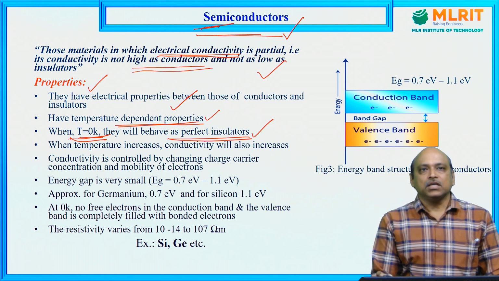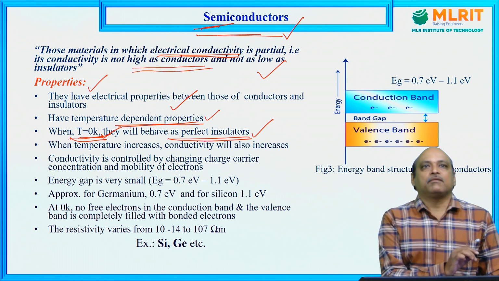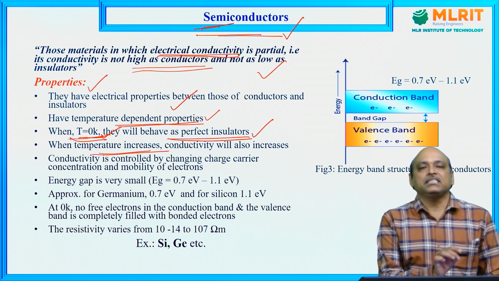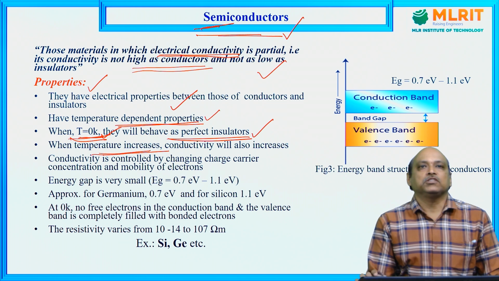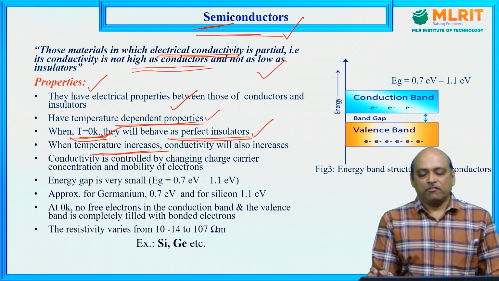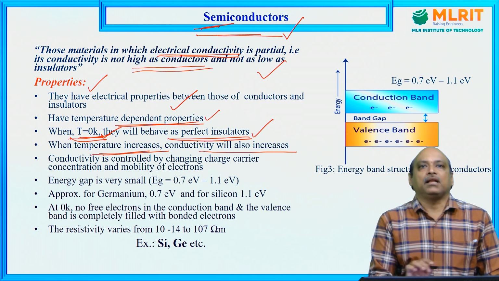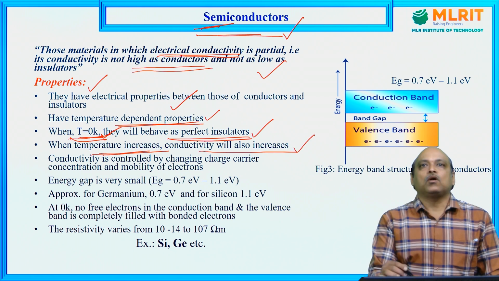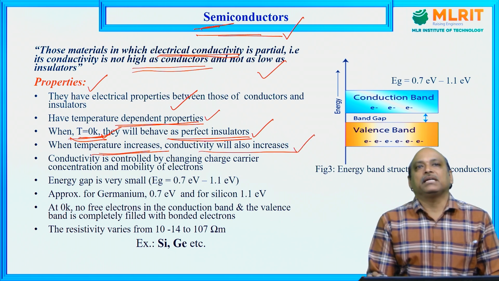Now, temperature is 0, they are behaving as insulators. When I increase the temperature of the materials, then what is going to happen? Covalent bonds are going to be broken. Due to that, free electrons are going to be available in the conduction band. The result of that is conductivity also goes on increasing as the temperature increases. So that is a very important thing. It means conductivity of semiconductors is in our hand.